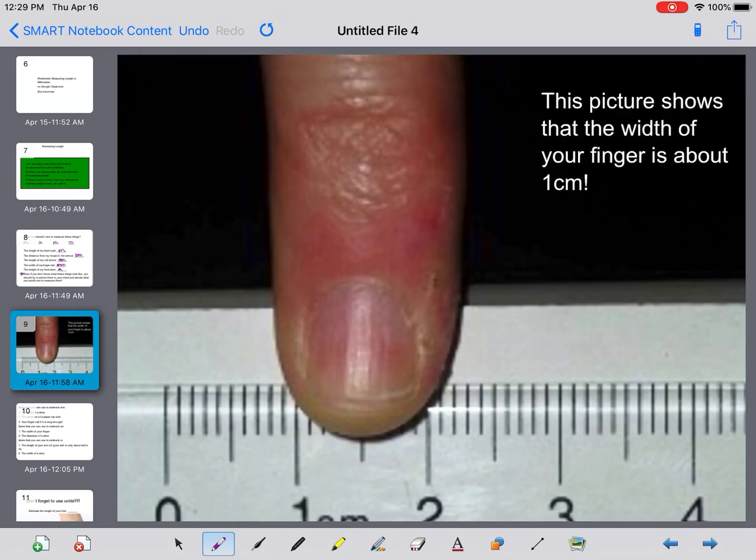All right, in this photo here, I've shown you that the width of your finger is about 1 centimeter long. So here is 1 centimeter, and it's about the width of this person's finger. And this is actually an adult, so your fingers are probably a little bit smaller and would fit in a centimeter a little bit better, because if you look here, their finger is actually a little bit wider than a centimeter. So you guys are probably good to go with your littler fingers.